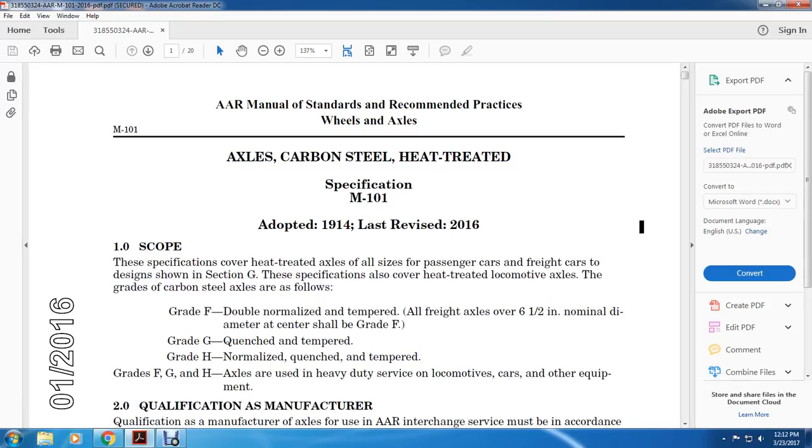The grades of carbon steel axles are as follows. Grade F, double normalized and tempered. All freight axles at 6.5 inch nominal diameter at the center shall be Grade F. Grade G, quenched and tempered. Grade H, normalized, quenched and tempered. Grades F, G, and H axles are used in heavy-duty service on locomotives, cars and other equipment.